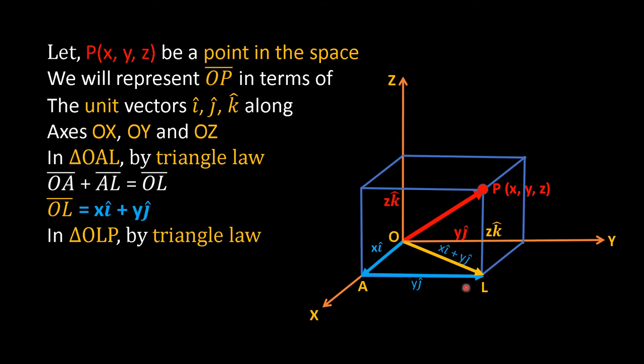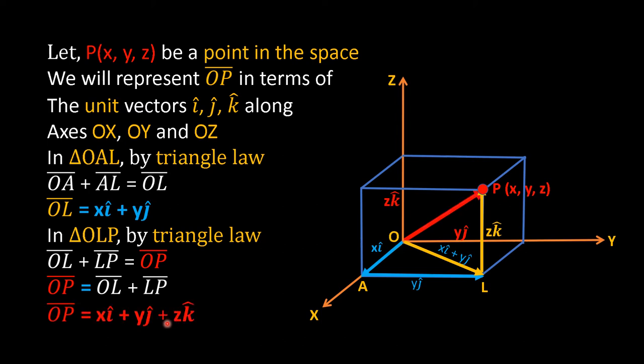In triangle OLP, by triangle law, we have OL bar plus LP bar equals OP bar. So OP bar will be OL bar plus LP bar. But OL is x i cap plus y j cap, and LP bar is z k cap. So OP bar will be x i cap plus y j cap plus z k cap.